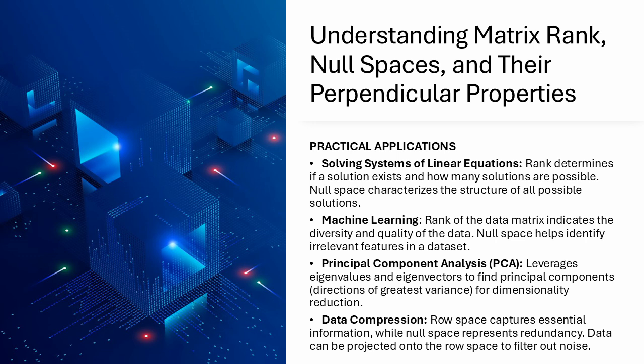We can project the data onto the row space, effectively filtering out the irrelevant information contained in the null space. This idea is fundamental to many compression algorithms. It's fascinating how these seemingly abstract concepts have such tangible applications. It's like we're uncovering a hidden language that speaks to the underlying structure of information itself.